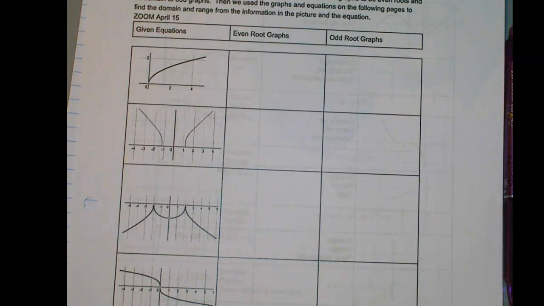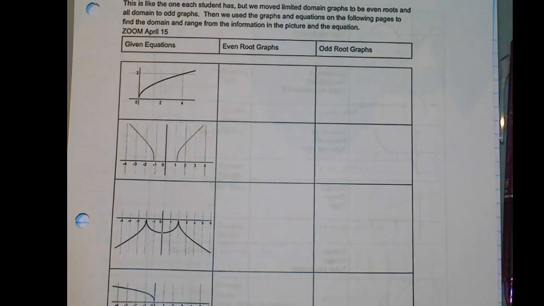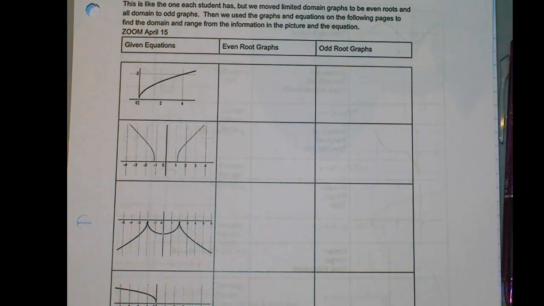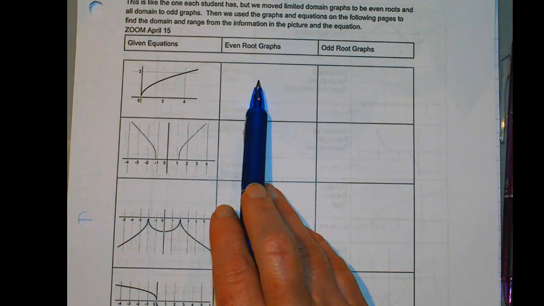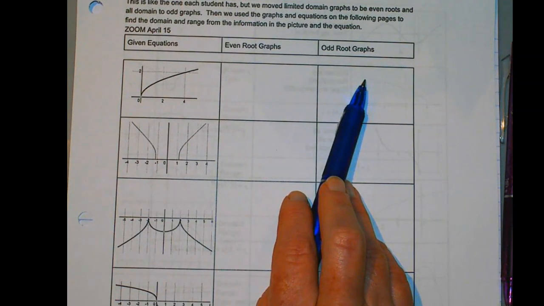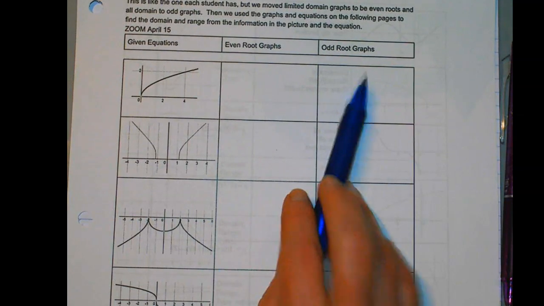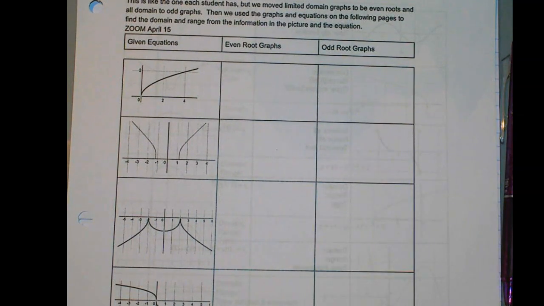Okay, so looking at this, and those of you who are watching this video, there is a Google Doc online where you can actually move your graphs around. So you can grab this first graph and move it to either the even root graphs or the odd root graphs column, and then type on some other ones that we have in a minute. So this is about domain and range a lot. This first page is about even root graphs and odd root graphs.